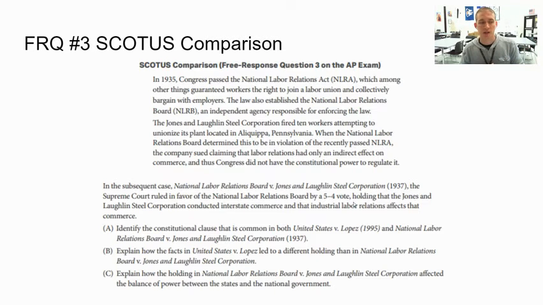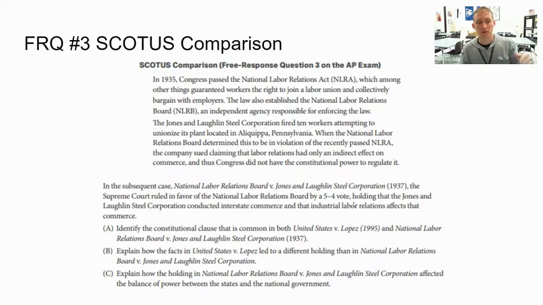So in your answer to A, you would simply say constitutional clause, write out full sentences, please. The constitutional clause that is common in both U.S. v. Lopez and National Labor Relations Board is blank, right? And it would be the Commerce Clause. So that's it. Moving on from A.